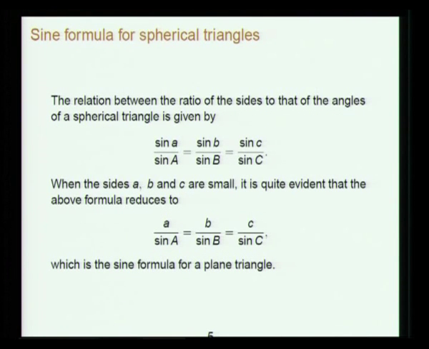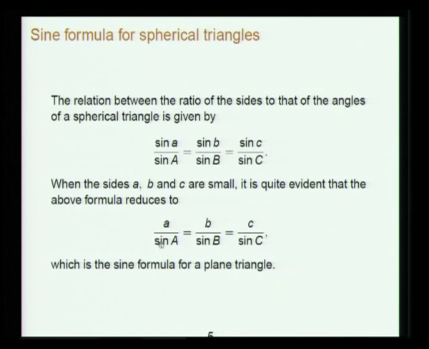And similarly, next there is the sine formula. The cosine formula is used all the time in modern spherical trigonometry. The sine formula gives the relation between the ratio of the sides to that of the angles of a spherical triangle. In a spherical triangle, sin small a by sin capital A is equal to sin small b by sin capital B is equal to sin small c by sin capital C. When the sides a, b, c are small, it is quite evident that the above formula reduces to the sine formula for a plane triangle.